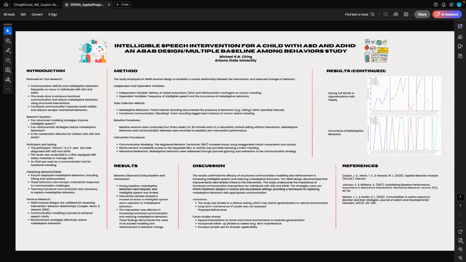The participant, who will go by the pseudonym KalJam, is a 9-year-old boy diagnosed with both autism spectrum disorder and attention deficit hyperactivity disorder. Sessions were conducted in a clinic equipped with safety measures to manage risks like hitting or verbal protests. An iPad was used as a communication aid to facilitate manding. So let's now look at the methods that are being used.